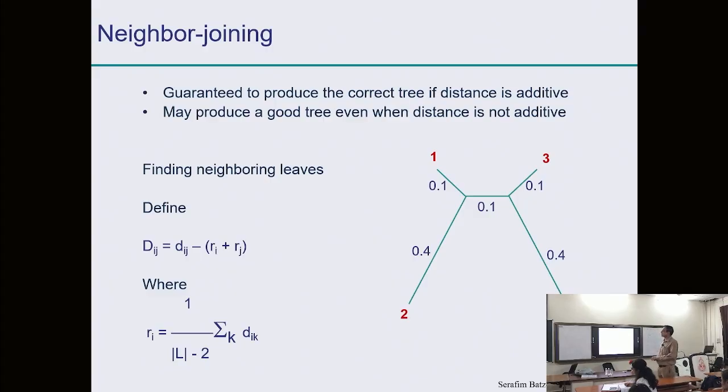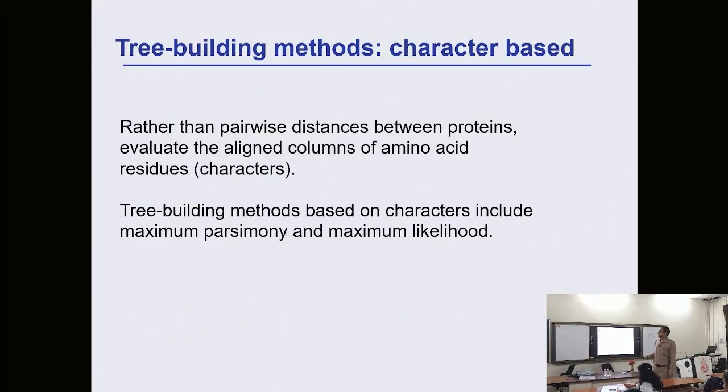Because of this reason, this method has become a really very popular method in constructing trees, and that is why I said that if you have to construct a tree, do not use UPGMA because of this problem. You would want to use neighbor joining, because it will give you the right tree. Even if the distances are not additive, it may still produce a good tree, not necessarily the correct tree, but a good tree. If distances are additive, it is guaranteed to produce the correct tree. Okay. So, next, the character based method.